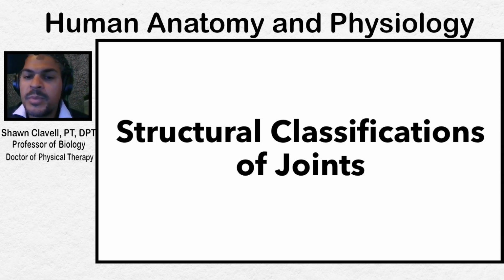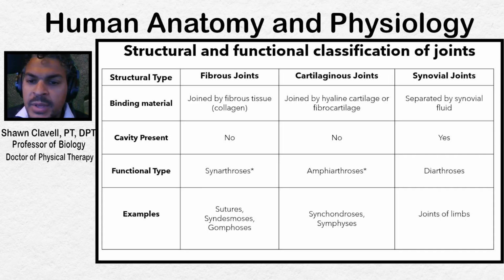All right, welcome back to Anatomy and Physiology as we continue to talk about movement and joints. We're talking about the structural classifications of joints now. And remember that what we talk about as it relates to the structural classification of joints is based on what the articulating surfaces are connected by. So you can see here that binding materials might be what it's called.